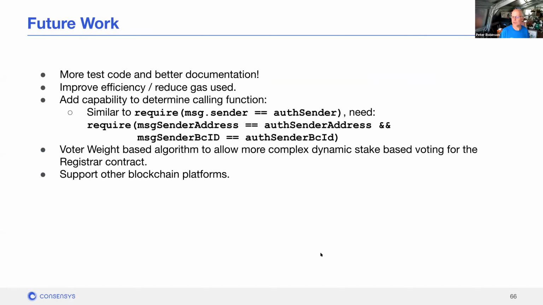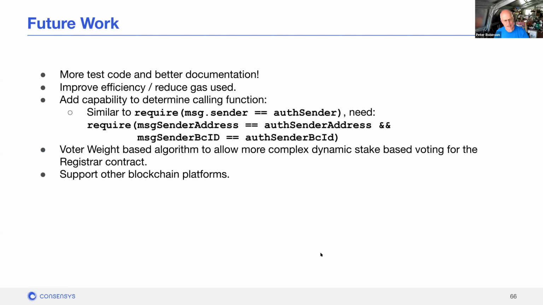I need to add essentially that require message sender equals the authenticated user functionality that you've got in normal Solidity. And so essentially that would look like message sender address is an authorized sender address and the sender blockchain is an authorized sender blockchain to provide better linkage between contracts on different chains.